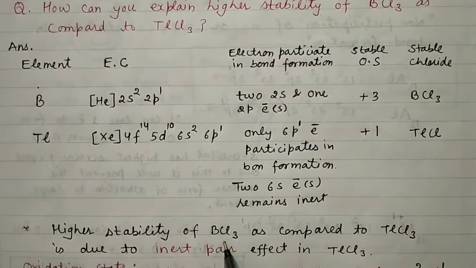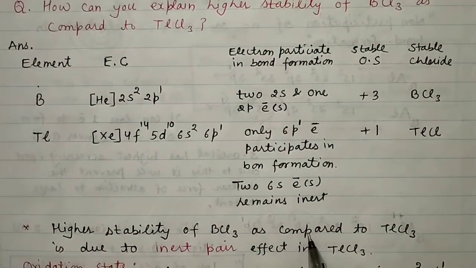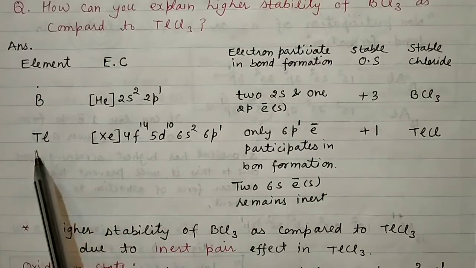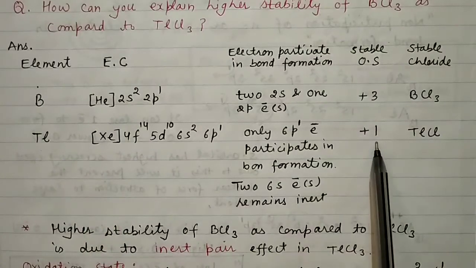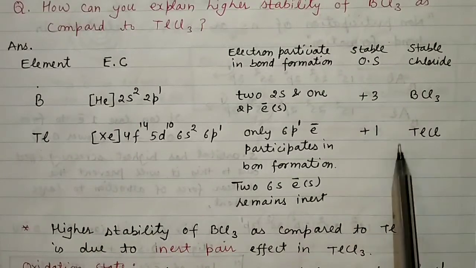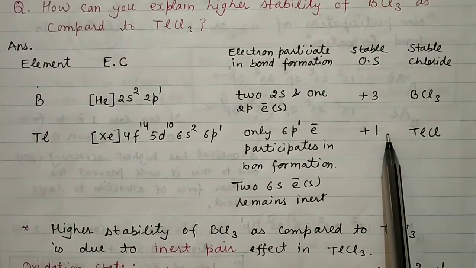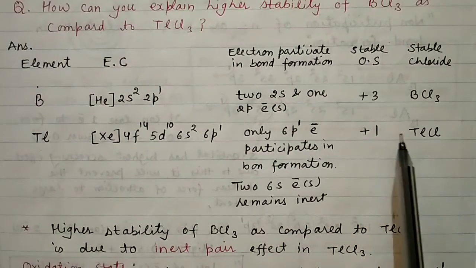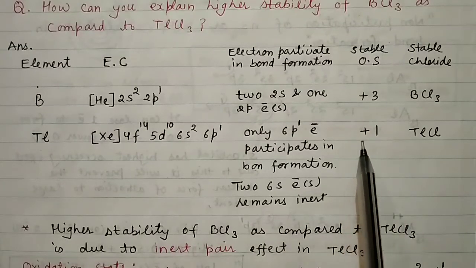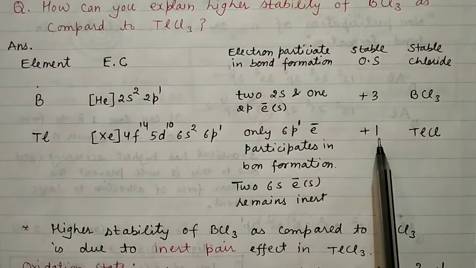The higher stability of BCl3 as compared to TlCl3 is due to the inert pair effect in the case of thallium chloride. So thallium is more stable in the +1 oxidation state because it has the highest value of inert pair effect. That's why it can lose only 1 electron. So the stable oxidation state for thallium is +1 and for boron is +3.